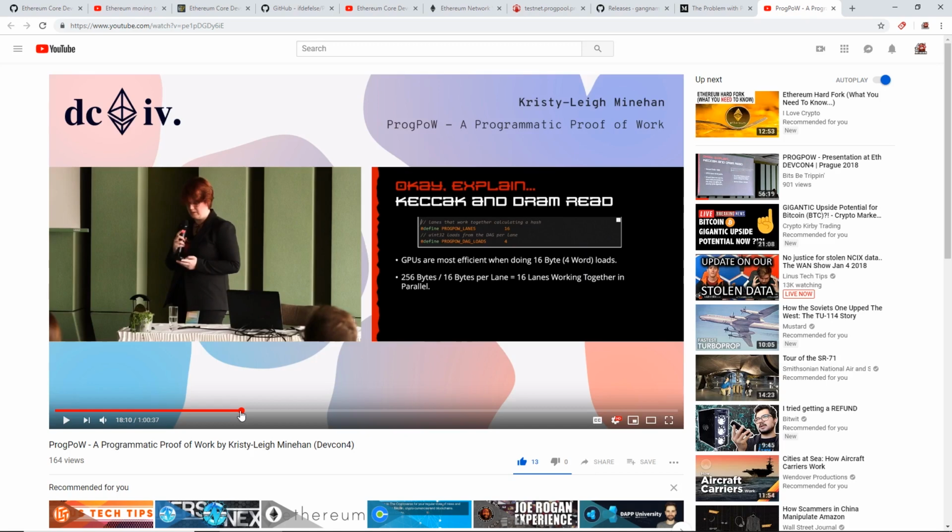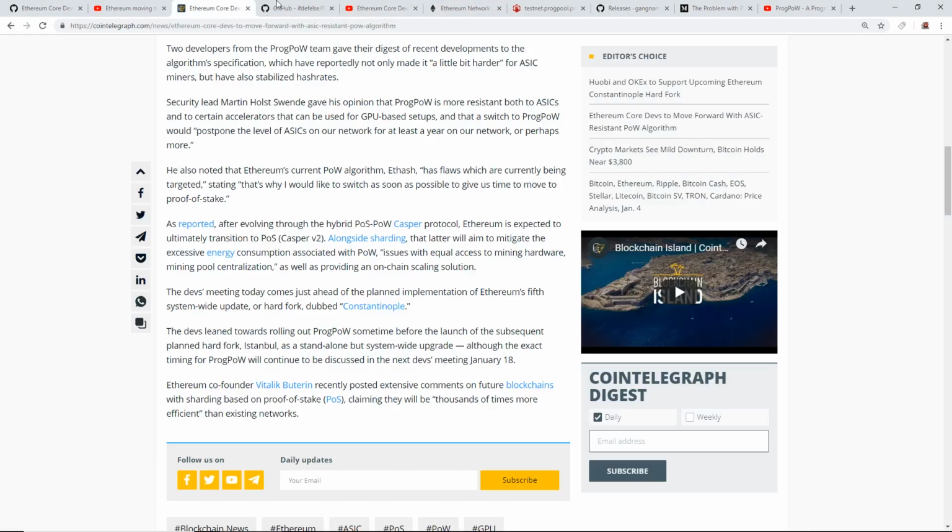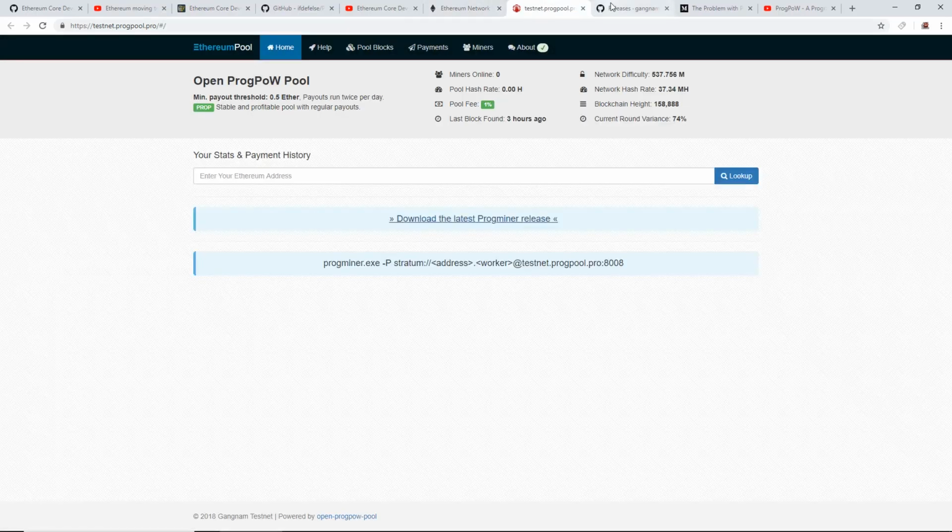I'm not a developer. I don't really know the jargon that they're using to talk about programming the proof of work, programmatic proof of work. So you guys check that out. It's a lot of information to digest. I'm still new to all of this. Like, I've heard of ProgPoW, and I didn't really know the internals of it. I'm still learning, guys. But this is just a video to announce a lot of things.